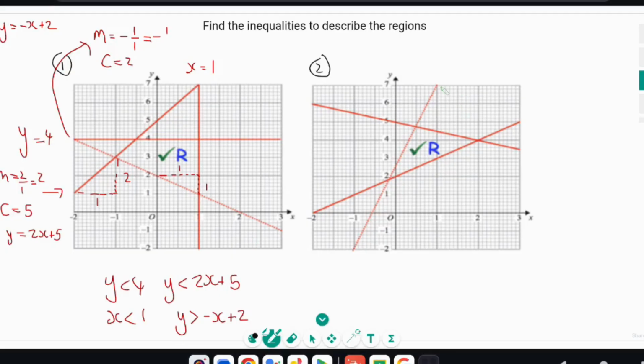And our last question. Start with this one. Bit of an awkward one, but there we go. That's 2. That's 0.5, because looking at the scale, look, 2 boxes is 1. So half a box is a half. 2 divided by 0.5 is 4. Y-intercept is 2.5. Equation is y equals 4x plus 2.5. Shading region is below.